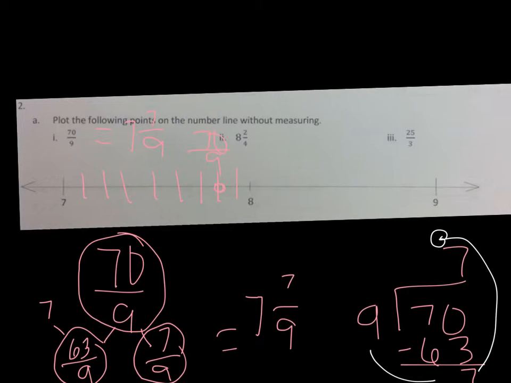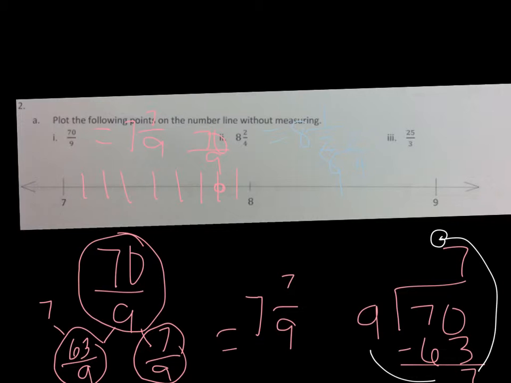The next point that we are plotting is 8 and 2/4. Before I start, I can simplify this mixed number into 8½, which is much easier to visualize as you're plotting on the number line. We can start at 8, and we can just go halfway in between 8 and 9, and that is where we can mark 8 and 2/4.